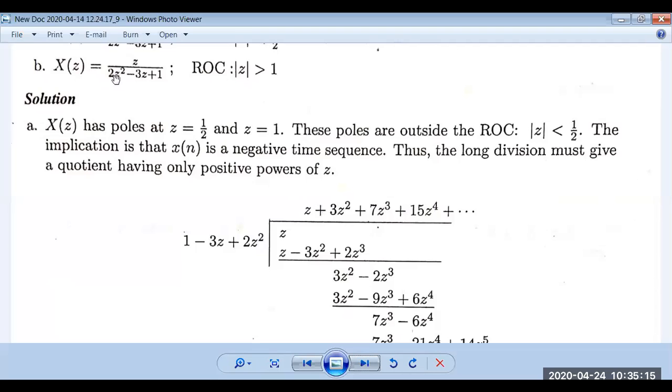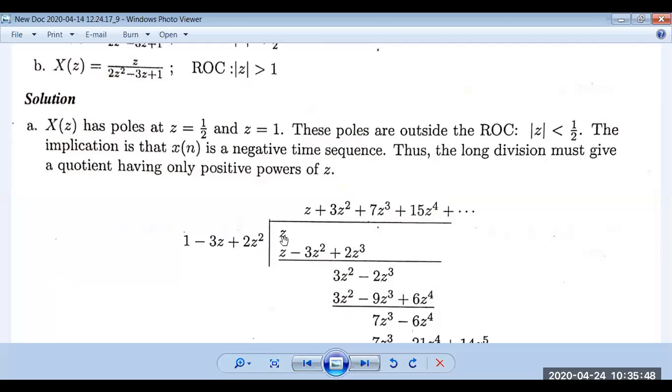The denominator 2Z square minus 3Z plus 1 is there, right? Don't see it as 2Z square minus 3Z plus 1. Flip the equation horizontally. Start from the last term first. So it will be 1 minus 3Z plus 2Z square. Have the last term first, and the first term last. If you do this arrangement, the quotient will have positive powers.